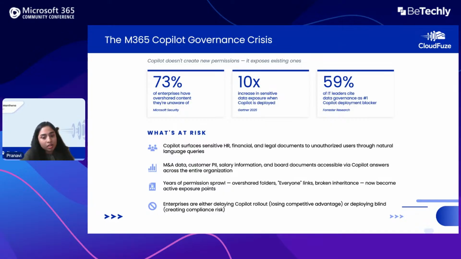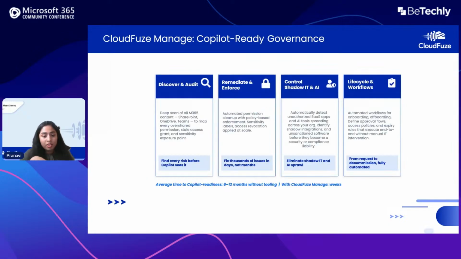So the question here becomes, how do you get your M365 environment Copilot ready? And how do you do it fast enough to realize the value of AI? That's exactly what CloudFuze Manage was built to solve. That's the governance crisis we're solving for. So we have 4 important components specifically designed to take an organization from its current state, whatever that is, to a governance posture that is secure, auditable, and Copilot ready.